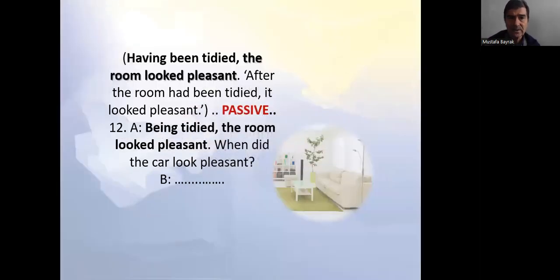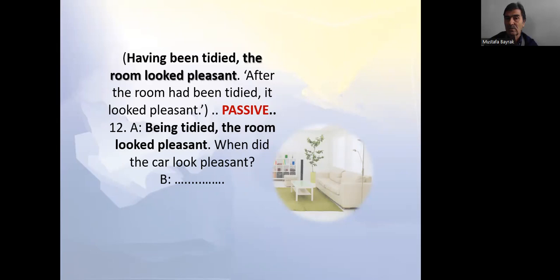Now, having been tidied, the room looked pleasant. This is very complex for now because we haven't studied passive, but just with one page, let's remember and let's think about it. Having been tidied, so we remember the room. The room comes to our mind, the object, okay? Having been tidied, the room looked pleasant. After the room had been tidied by Ahmed, for example, it looked pleasant.